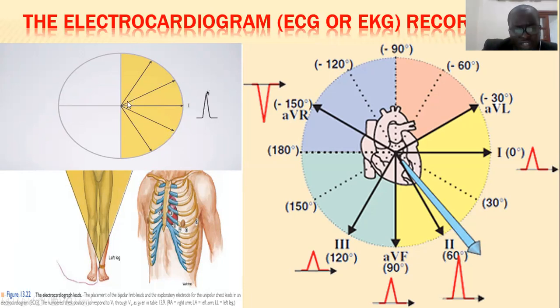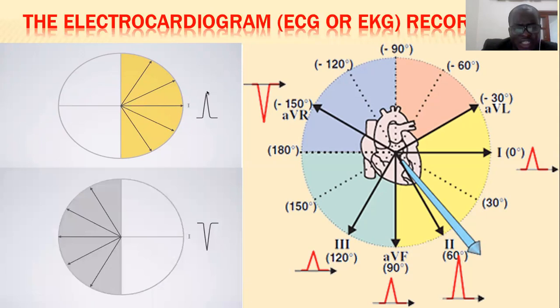So if it's moving in that direction, that direction, or that direction, it will still give you a positive deflection in lead 1. But if the movement is in the other direction, within the other semicircle, away from lead 1, these waves will give you a negative deflection. So if the heart is producing an electrical activity that is moving away from lead 1, it will give you a negative deflection.